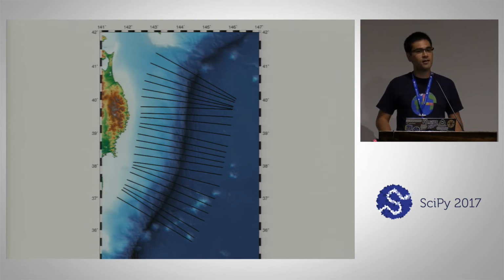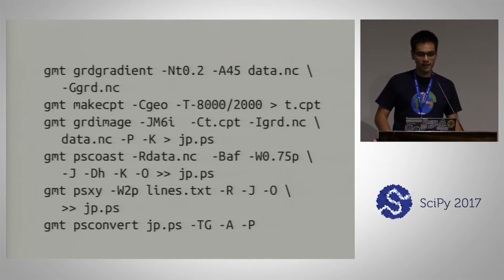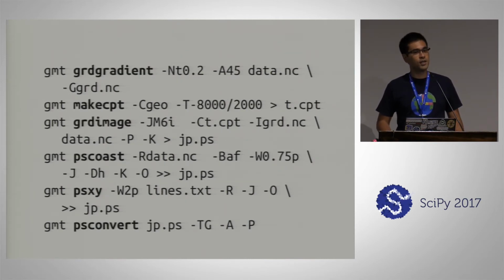So if you want to make this plot in classical GMT, you would write a bash script that looks like this. So the main components here are the GMT modules. You're using grdgradient to compute an intensity grid that's going to be used for the hill shading. You're making a color palette table, which is used for the color bar and for assigning colors to the image, plotting the image, doing pscoast to plot the coastlines, and psxy will plot the actual profiles that are shown on the figure. And you also need to call psconvert if you want something that's not PostScript.